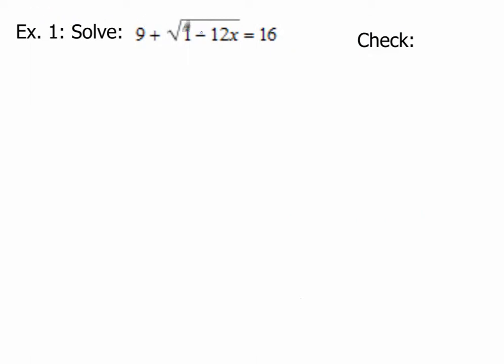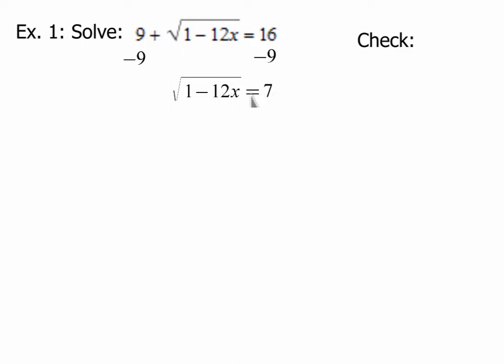I want to solve 9 plus the square root of 1 minus 12x equals 16. Step one is to isolate the radical. I want to get this radical by itself, so I've got to get rid of this 9. First thing I'm going to do is subtract 9 on both sides. So I've got the square root of 1 minus 12x equals 16 minus 9, which is 7.